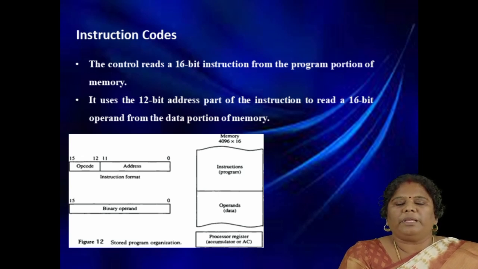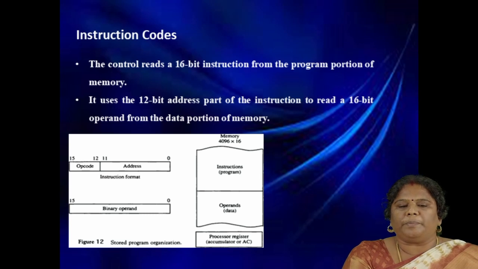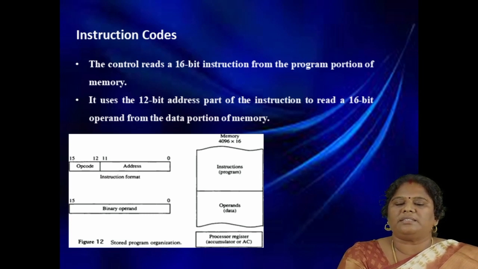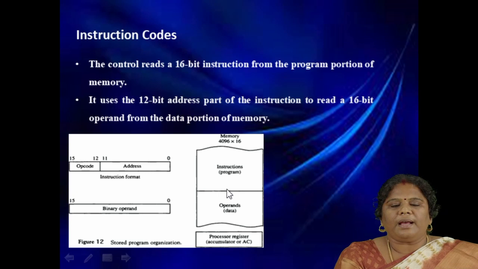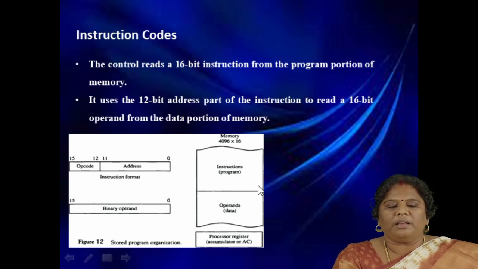So the control will be reading the 16-bit instruction from the program portion of the memory, and also reading the 16-bit operand from the address for operand part of the memory.